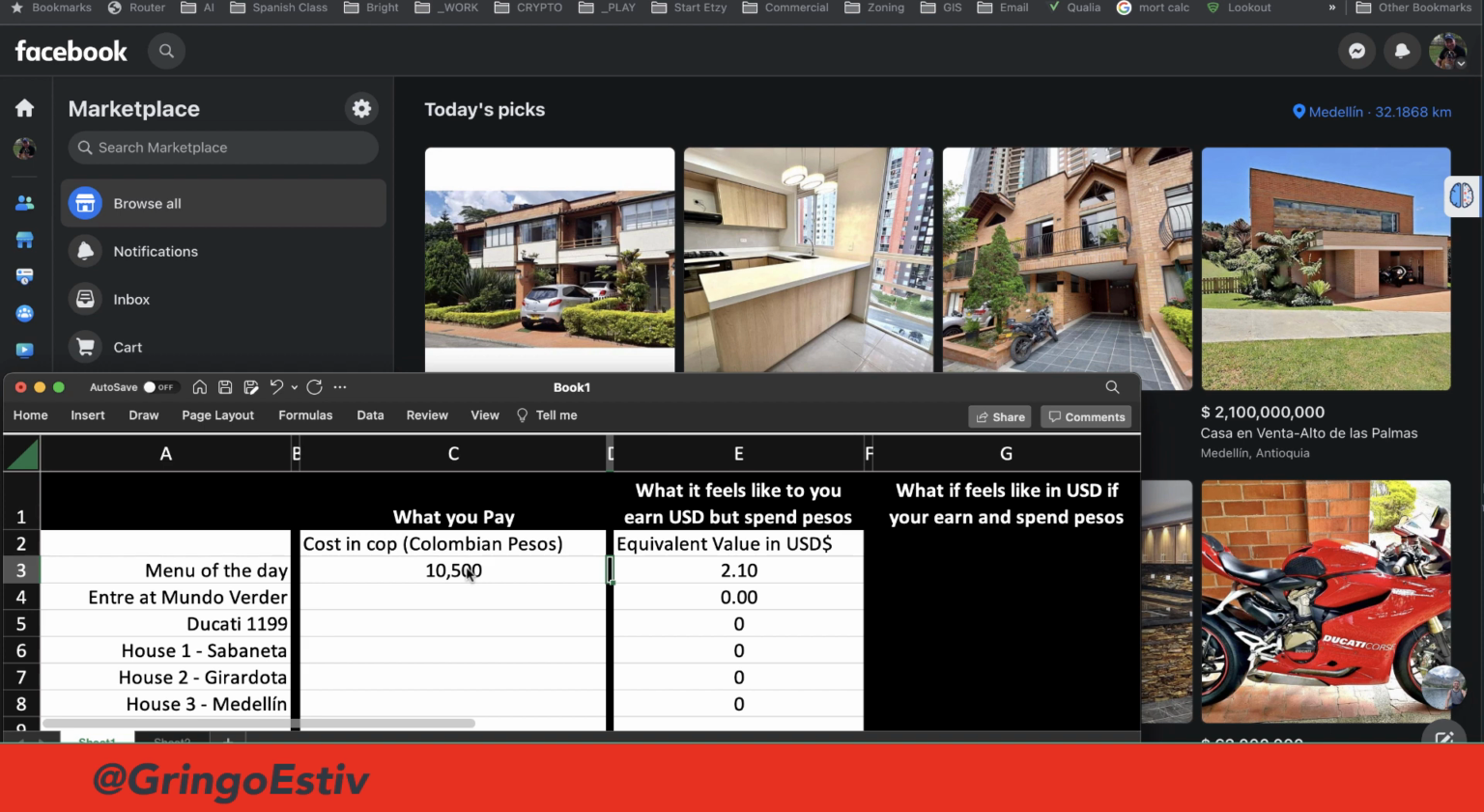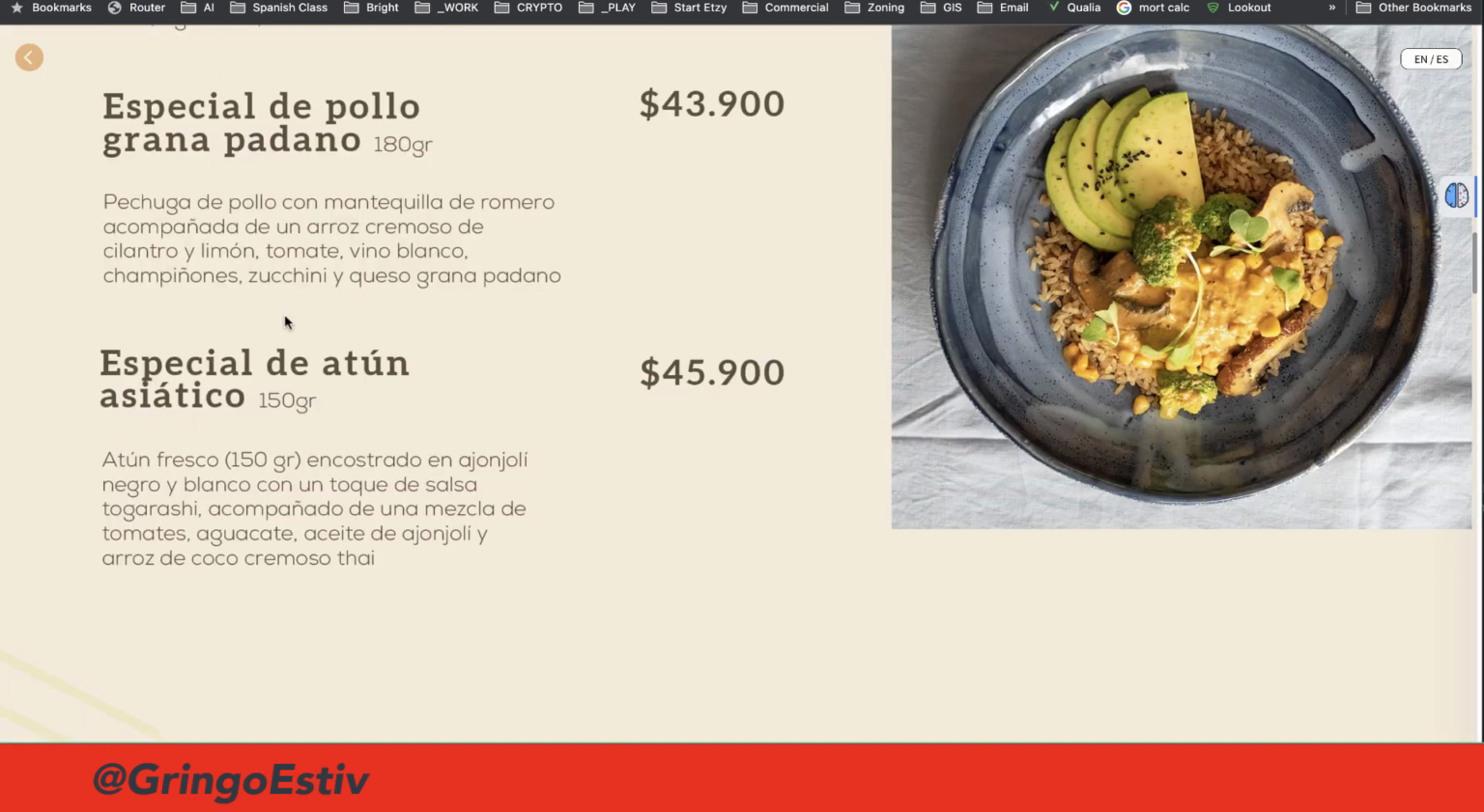But now let's try something a little more expensive. Now you're there and you want to go to a really nice restaurant. Really nice restaurant that's in Medellin. Actually, they've got, I think, 6 or 7 different locations. Mundo Verde. And here's an example of one of their special plates. And that's 43,900 pesos.